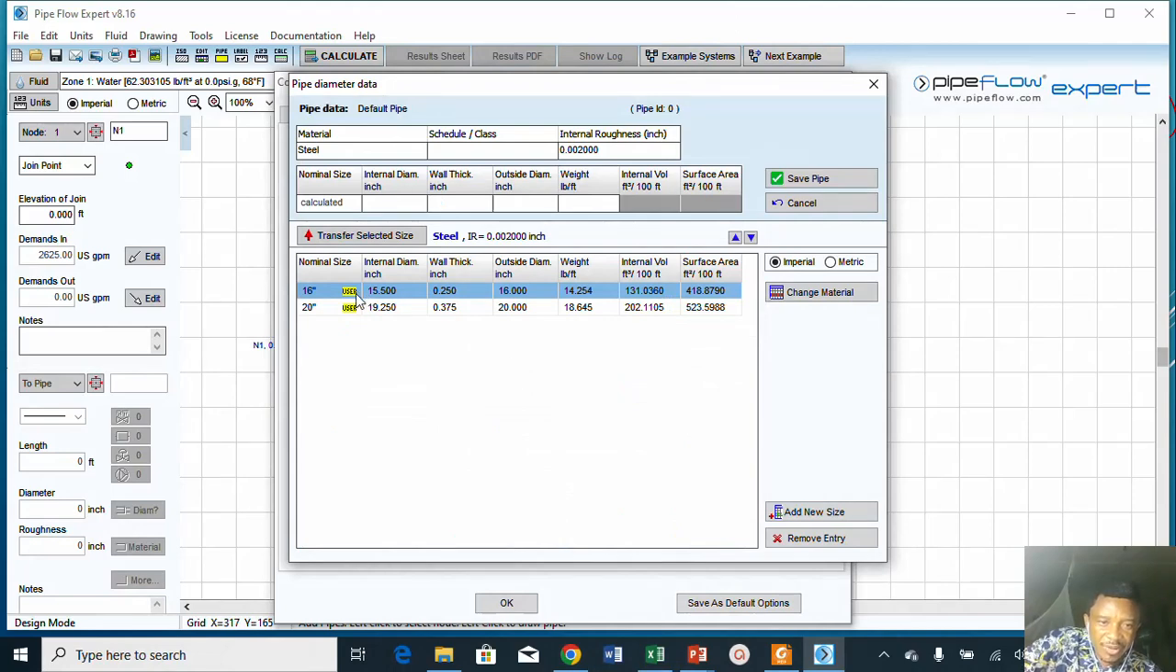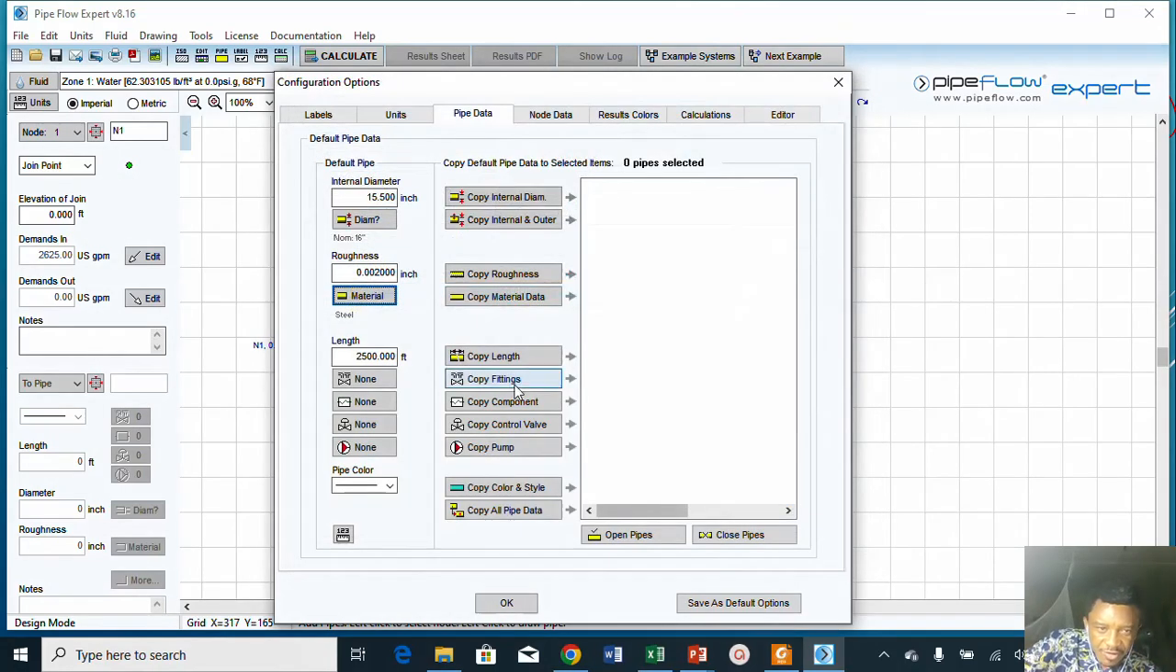Now the wall thickness for the pipe is 0.250, which is the same with this. And a 16-inch nominal size. So I will select this. I will save. Now we have made the changes here. But the length of pipe is 100 miles, but in feet is 528,000. So we've done that. We'll now okay it.